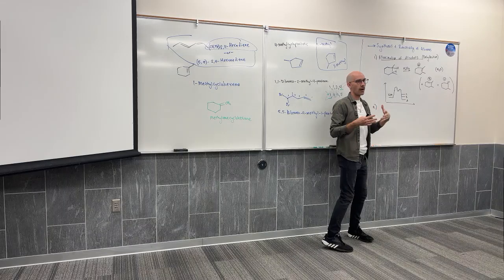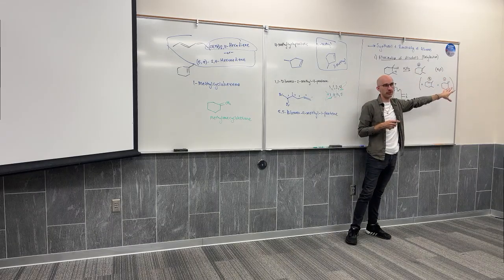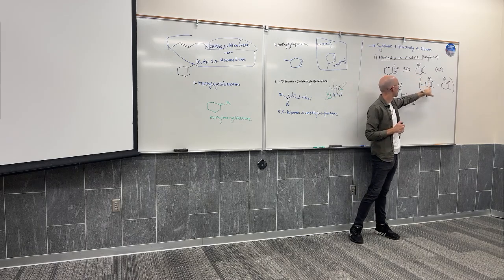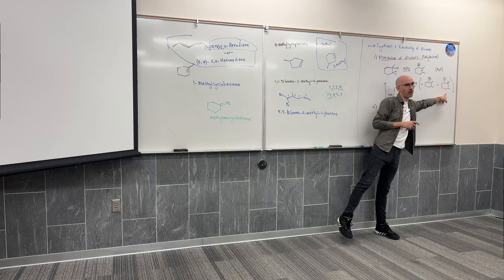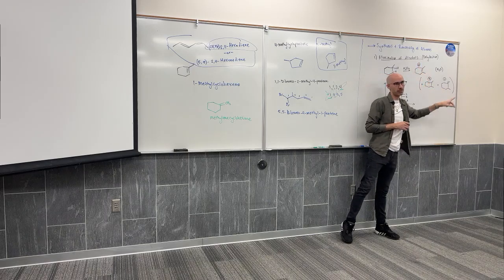Let's say you get a mole of starting material. You expect a mole's worth of products, but you get 0.9 moles of this, 0.09 moles of this, and 0.01 moles of this. So that's like 90%, 9%, 1%.